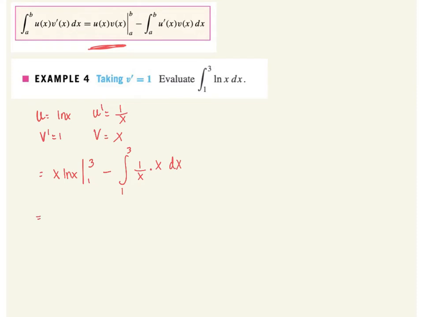So I can evaluate the limits of integration in the front. So I have 3 ln 3 minus 1 ln 1, which is just a 0, minus, inside of the integral, I have 1 over x times x. I have a 1. So that anti-derives to an x from 1 to 3. So I have 3 ln 3 minus 2.